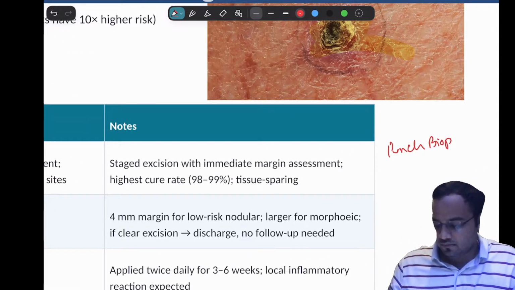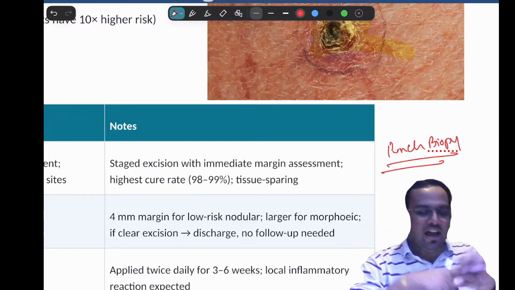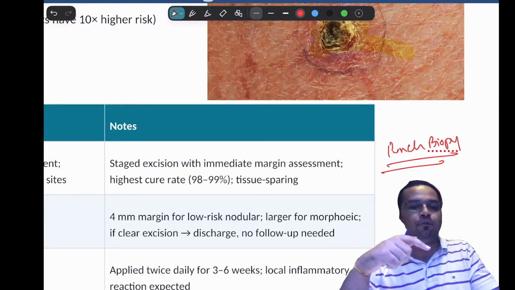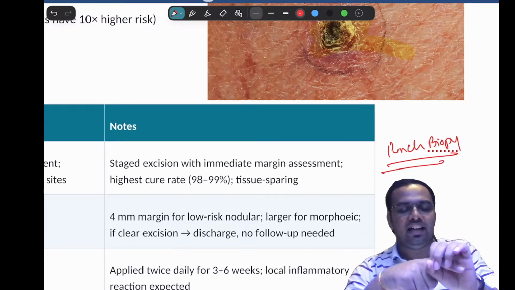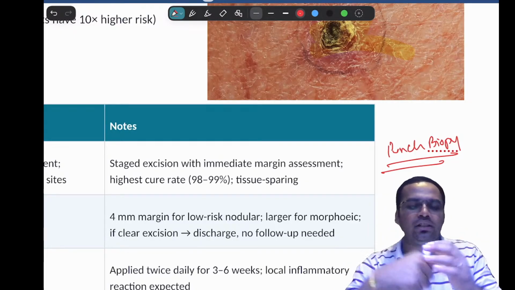Punch biopsy means there is a biopsy needle which is going to fire. So whenever you are taking a biopsy from inside the body, for example within the breast, you are going to insert that needle into the breast and it is going to fire and take the tissue. So it is called a punch biopsy.